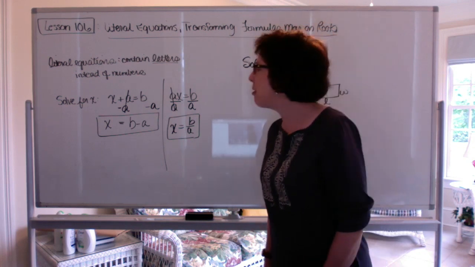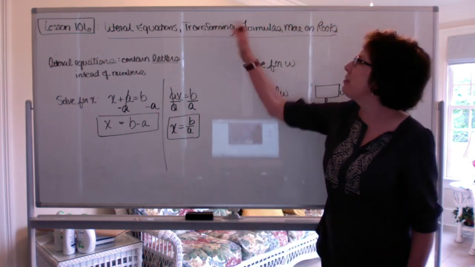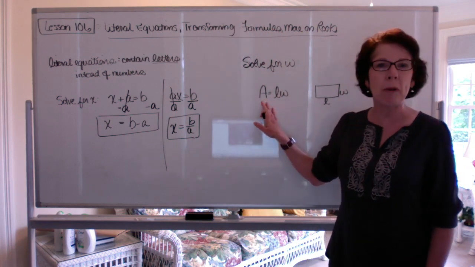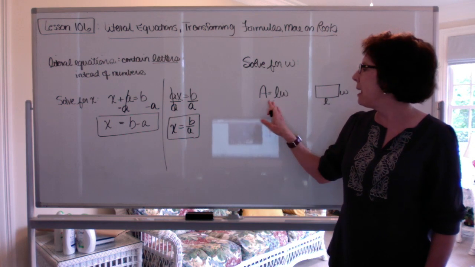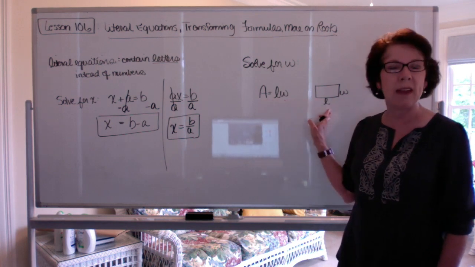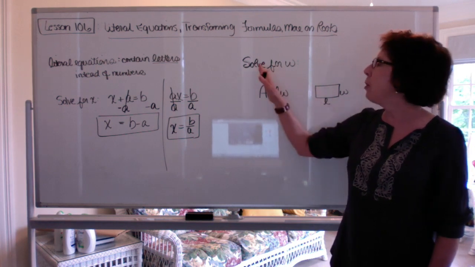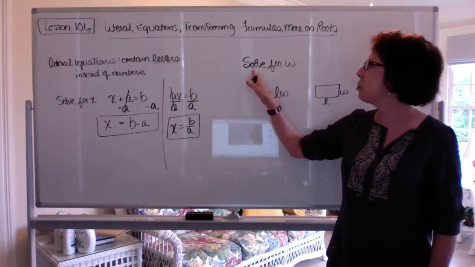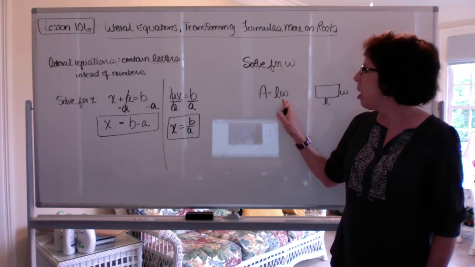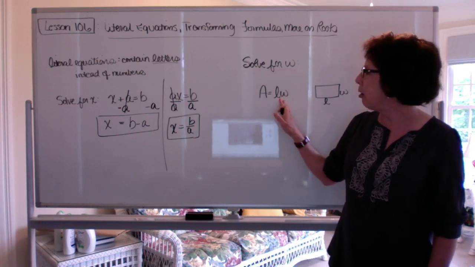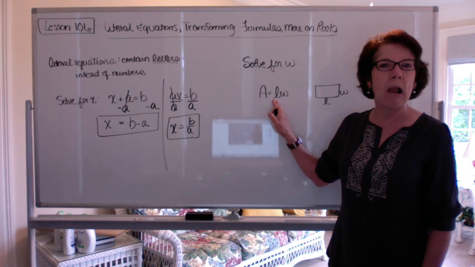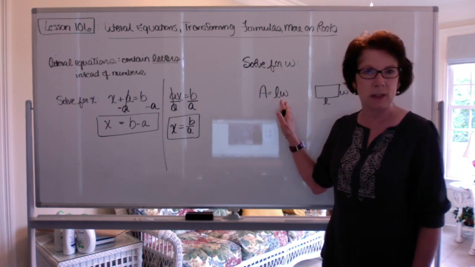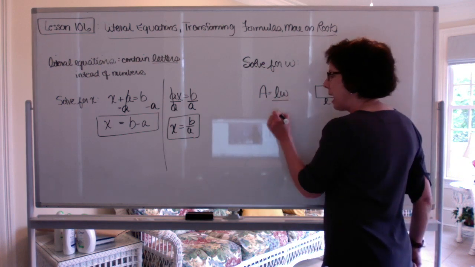Okay, now let's do the same thing with transforming a formula. That means we're going to take a formula we know, like area equals length times width. Well, what is that? The area of a rectangle. And we're going to isolate one of the variables, L or W. In this case, we're going to solve for W. So I'm going to look at the side with W. L is multiplied by W, so the inverse of multiplication is division. Let's divide both sides by L.